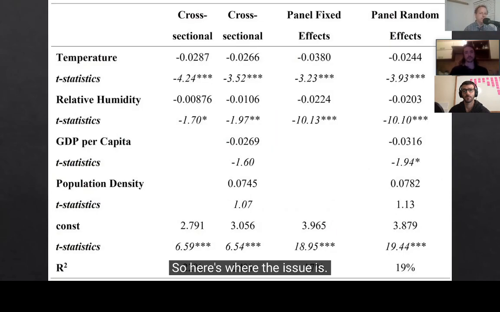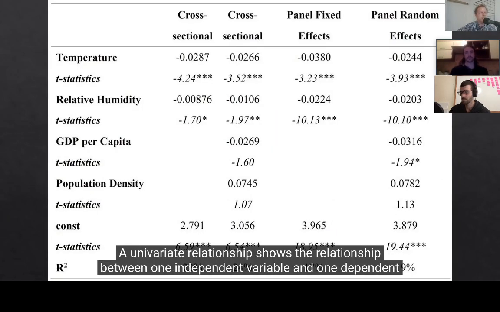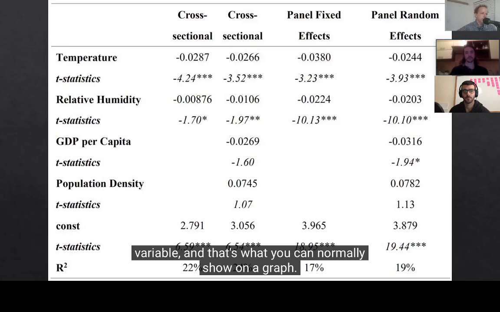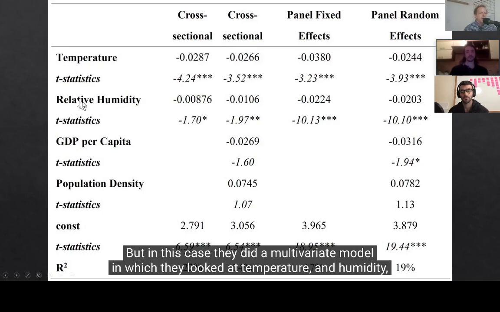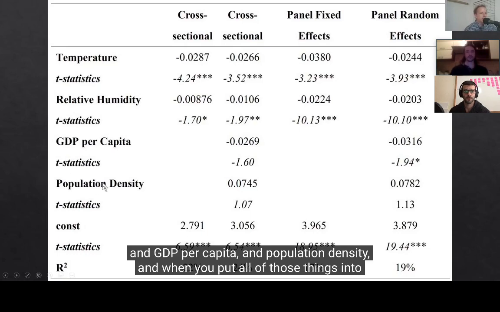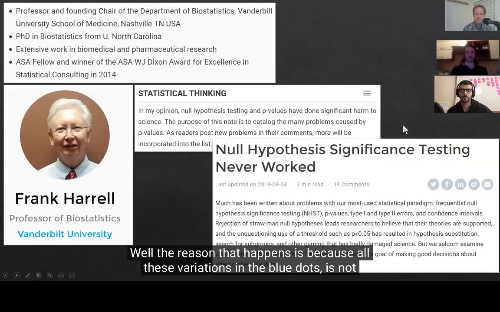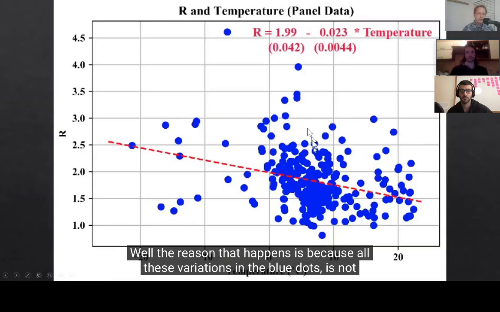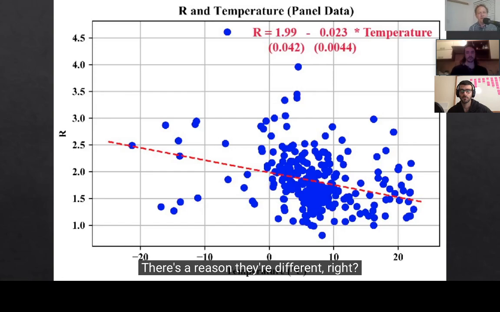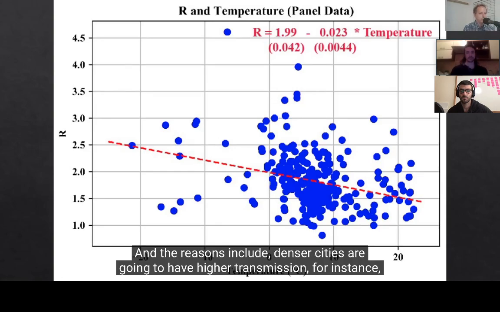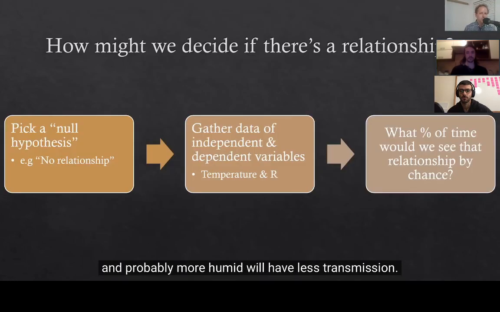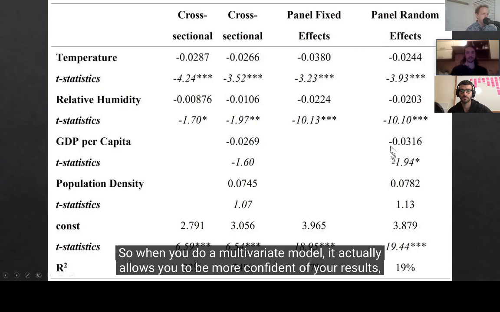So here's where the issue is. The graph shows what we call a univariate relationship. A univariate relationship shows the relationship between one independent variable and one dependent variable, and that's what you can normally show on a graph. But in this case, they did a multivariate model in which they looked at temperature and humidity and GDP per capita and population density. And when you put all of those things into the model, you end up with statistically significant results for temperature and humidity. Why does that happen? The reason is that all this variation in the blue dots is not random. There's a reason they're different. The reasons include that denser cities are going to have higher transmission, for instance, and more humid places will probably have less transmission. So when you do a multivariate model, it actually allows you to be more confident of your results.